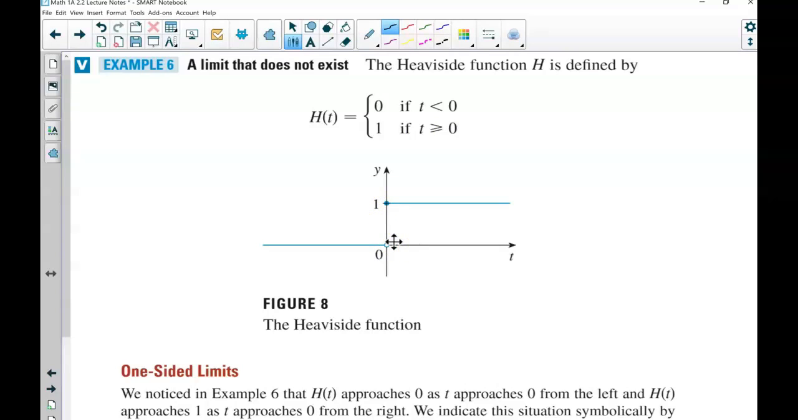Now this function is named after an electrical engineer called Oliver Heaviside and can be used to describe an electric current that is switched on at time t equal to 0. And this is the graph that's shown.